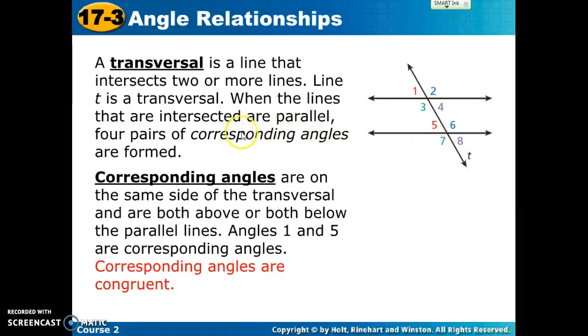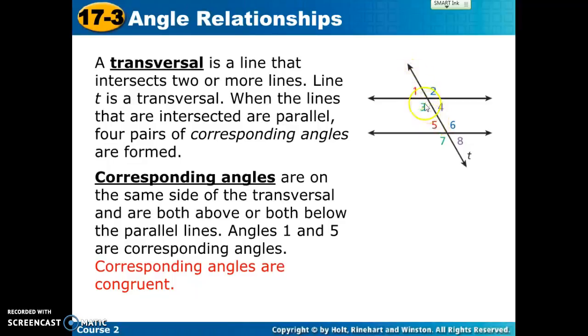When the lines that are intersected are parallel, 4 pairs of corresponding angles are formed. 4 pairs of corresponding angles. We have here and we have right here. So we have 4 pairs, okay, of corresponding angles. Corresponding angles are on the same side of the transversal, okay, same side of the transversal, and are above or below the parallel lines. For instance, angles 1 and angle 5 are corresponding angles. They are the same angle measure.